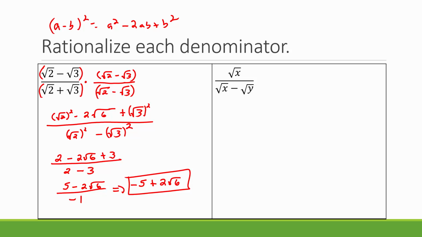All right, let's look at one more example. We have the square root of x over the square root of x minus the square root of y. So again, we have a binomial with radicals in our denominator, so we want to multiply by the conjugate of our denominator, which in this case will be the square root of x plus the square root of y. And again, whatever you multiply your denominator by, you have to multiply your numerator by the exact same thing to keep the value of that fraction equivalent.